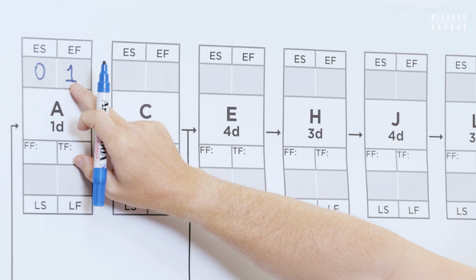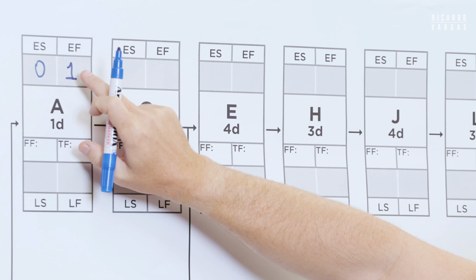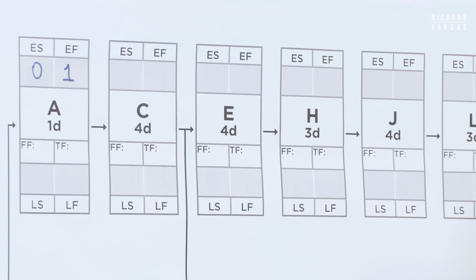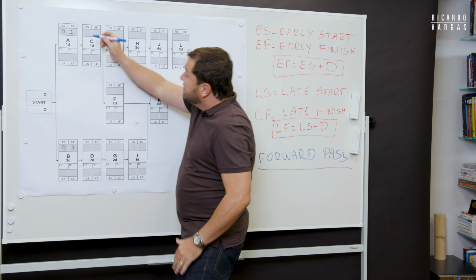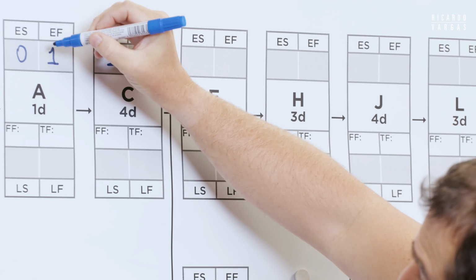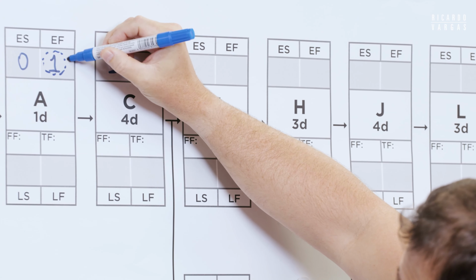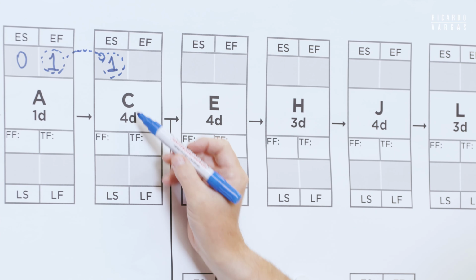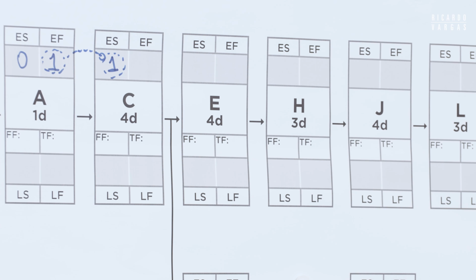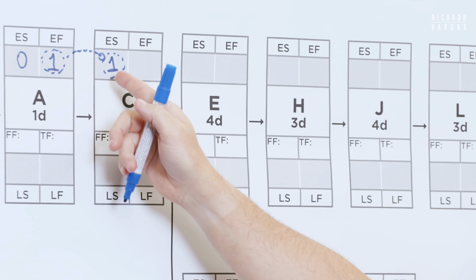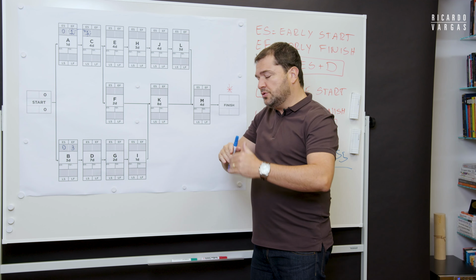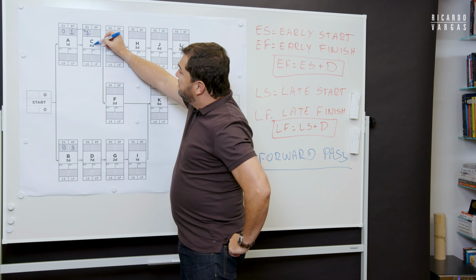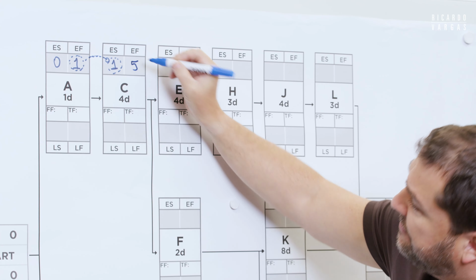Now what happens? Let's do this first part. The early finish of this means the best date for A to finish is after one day. It means C can start, because C only depends on A. C can start immediately on day one. So this number here goes to this number here. Why? Because C can start as soon as A finishes. And if we are talking about early, one day, one day. Of course, I'm not calculating that you need to start on the next day. I'm calculating a continuous flow, okay? So 1 plus 4, that is 5.